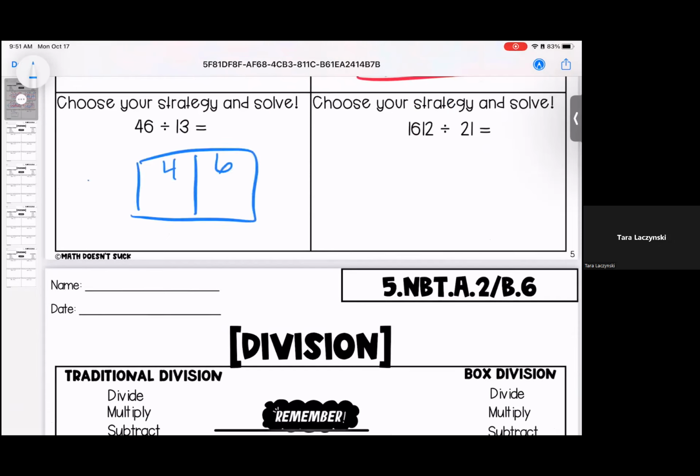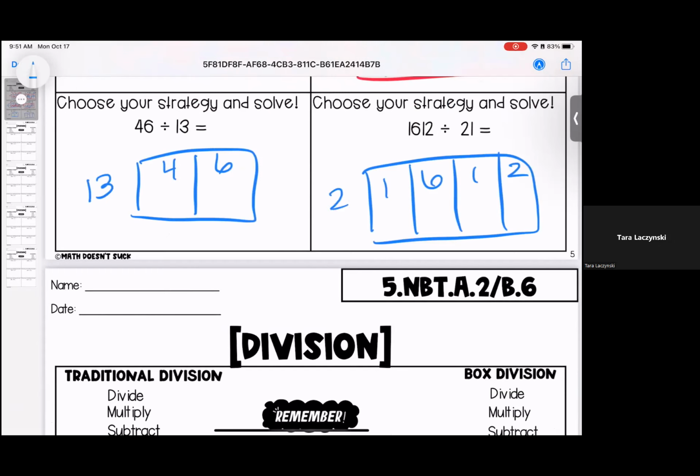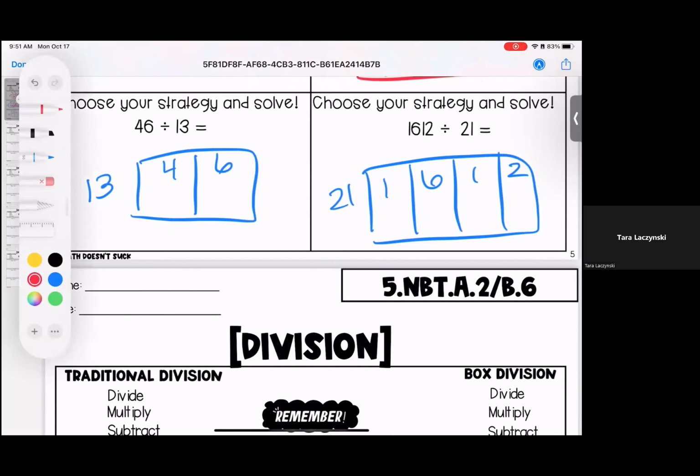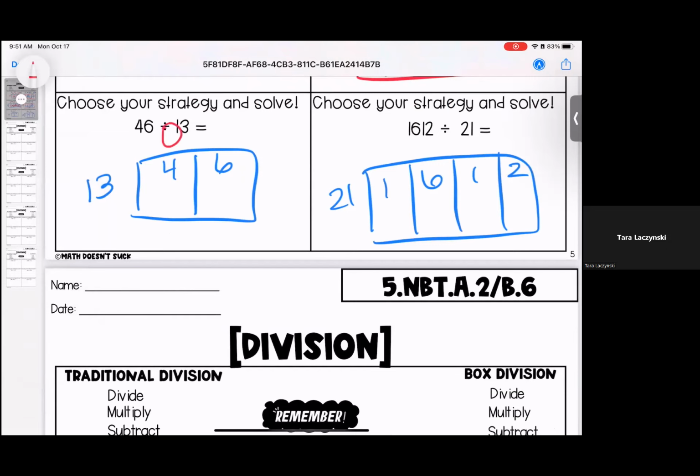Looking at 46 divided by 13, I'm going to set these all up just for color changing sake. There we go. Change our color so it stands out. 13 does not go into 4, but it does go into 46. 13 is going to go into 46 3 times. 3 times 13 gives me 39. And when I subtract 46, take away 39, that leaves me with 7. My answer is 3 with a remainder of 7.